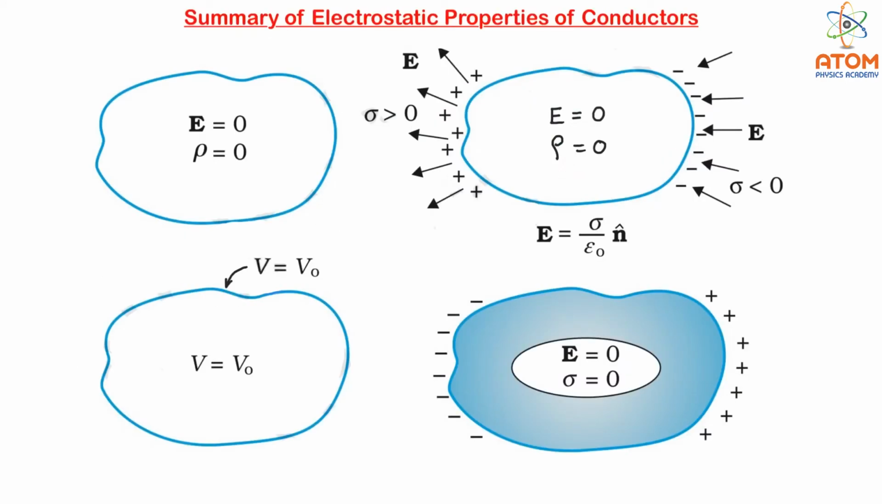Now here is the summary of electrostatic properties of a conductor. This is a conductor, and inside that conductor the electric field is 0, and rho, that is the volume charge density, is 0. This suggests that the electric field inside a conductor and the charge inside a conductor is 0.